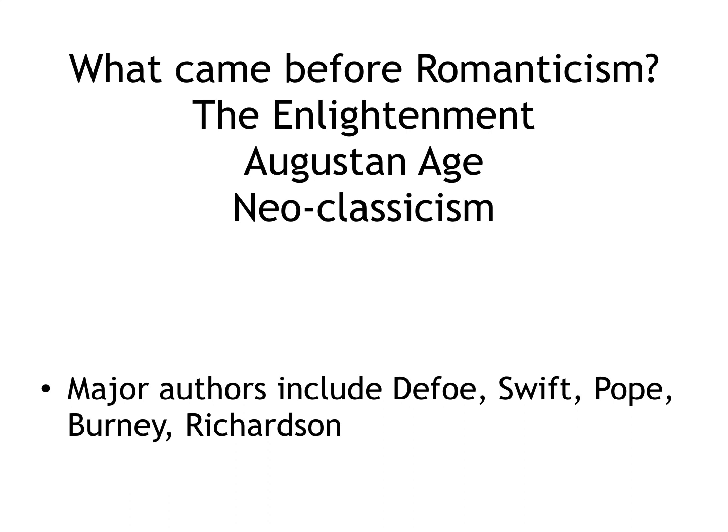Hi there. This is just going to be a quick review of the Enlightenment that will help us understand what our romantic authors were rebelling against and reacting to when we get to Romanticism next week. So, what came before Romanticism? A period called the Enlightenment, and it actually has three names: the Enlightenment, the Augustan Age, or Neoclassicism. All of these basically refer to the same thing.